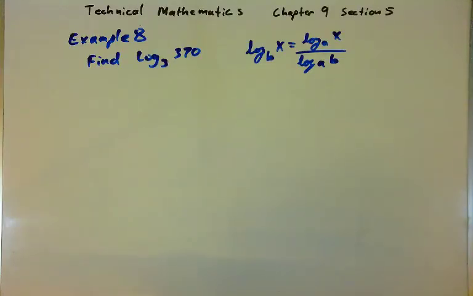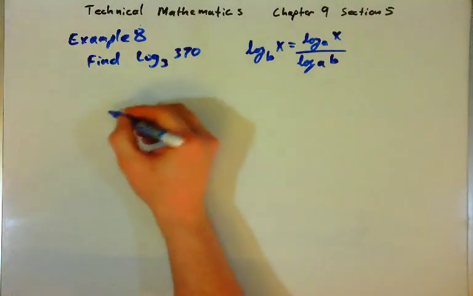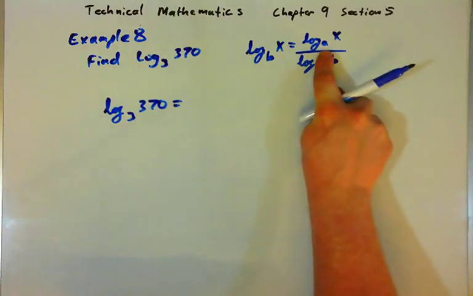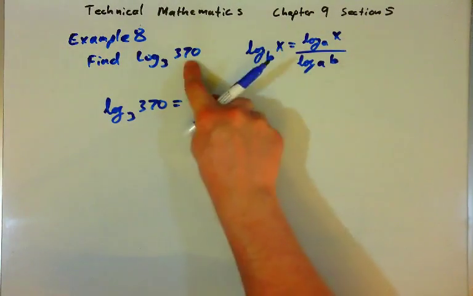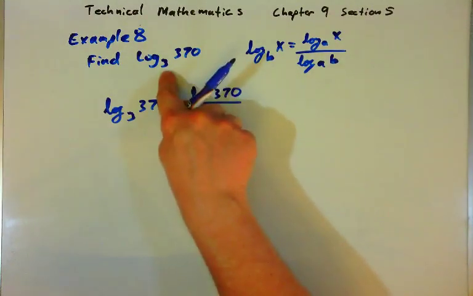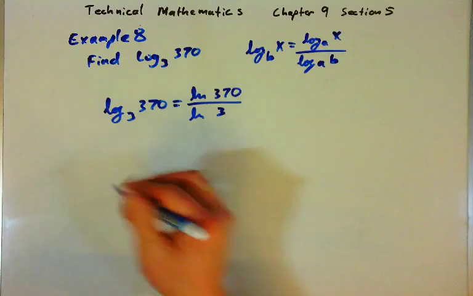This is example 8. It says find log base 3 of 370. Again, your calculator may not have the capability to find log base 3 of a number, so we'll need to use our formula that we just discovered. The log base 3 of 370 will be equal to log base a, and again it doesn't matter if you use natural log or the common log, I'll use the natural log, of x, where x was the original argument, 370, divided by the natural log of the original base, 3. The argument is always in the numerator, the base is always in the denominator.